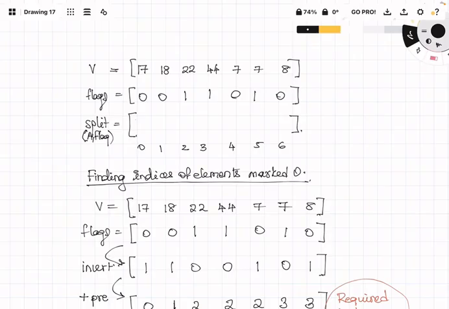Now, in practice, of course, this vector will be long. It could be billions, maybe even trillions of elements long. And each of these elements is marked with either 0 or 1. And the job is to move all the elements marked 0 to the front of the array while preserving their relative order, and move the elements marked 1 to the end of the array while preserving their relative order.